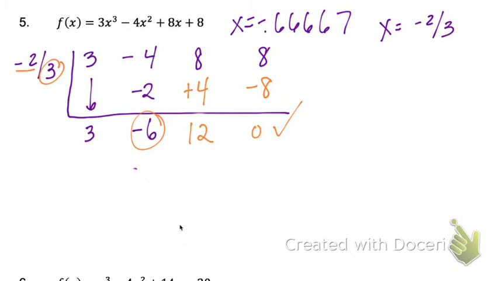So I write this as 3x squared minus 6x plus 12. You can take out a 3. GCF it.